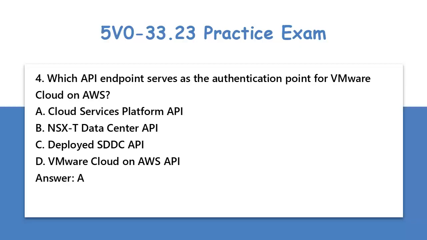4. Which API endpoint serves as the authentication point for VMware Cloud on AWS? A. Cloud Services Platform API. B. NSX-T Data Center API. C. Deployed SDDC API. D. VMware Cloud on AWS API. Answer: A.